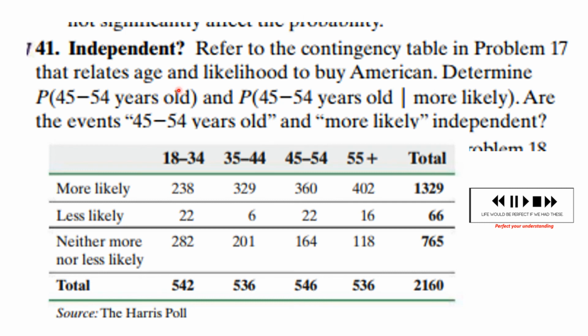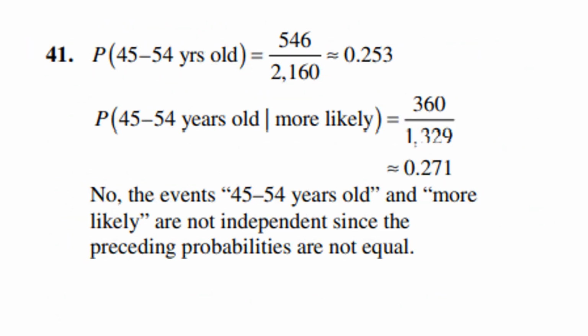So here's a problem. You have a table. This is one you had before in a previous problem, a contingency table based on your age. Are you more likely, less likely, or neither more nor less likely to buy if it says made in America? And what we're supposed to do is figure out, is this event independent of this event? You know what to do. Let's see how you did. Well, those two numbers are different, so they are not independent.